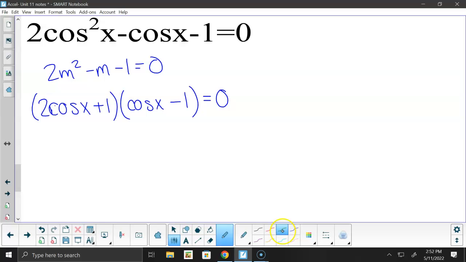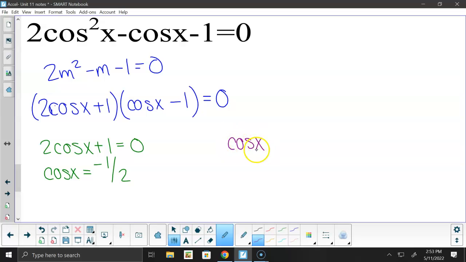So this factors into 2 cosine of x plus 1, and then it's cosine of x minus 1 equals 0. Now those equal 0, right? Can't I split them and solve them that way? So I've got 2 cosine of x plus 1 equals 0. So cosine of x equals negative 1/2. And then the other one is cosine of x minus 1 equals 0. So cosine of x equals 1.